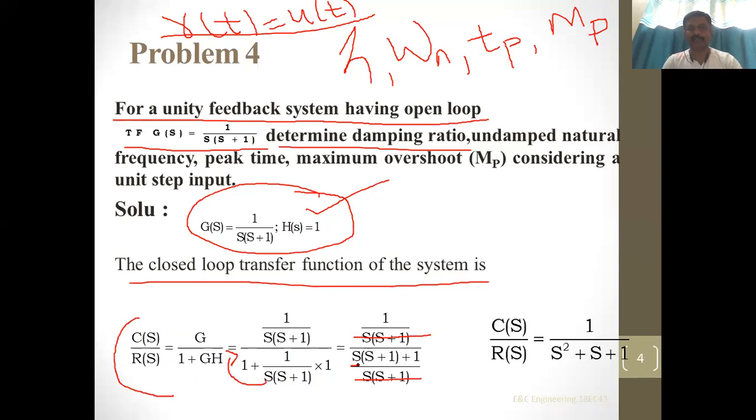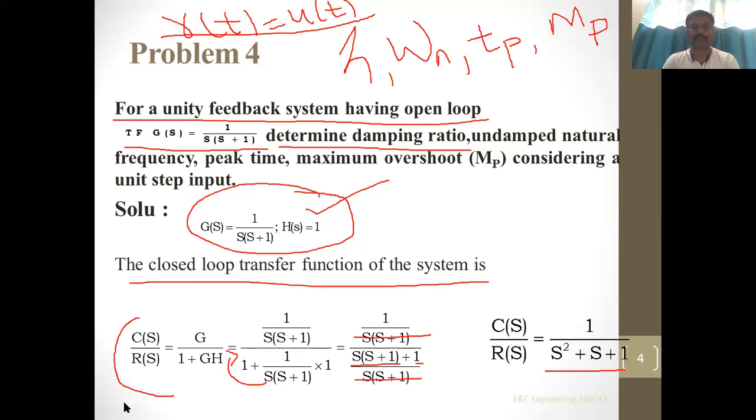Now what do we have? s into s plus 1 plus 1. Is it okay? Finally, what does it result in? Finally, it results with the value C of s by R of s is equal to 1 in the numerator divided by s square plus s plus 1. Is it okay? Now this is the closed loop transfer function.